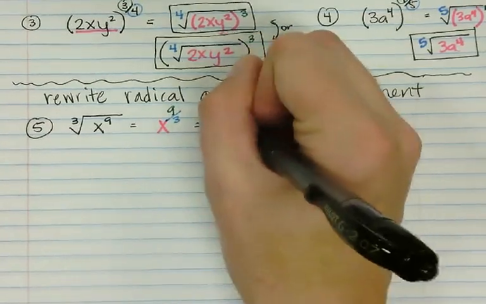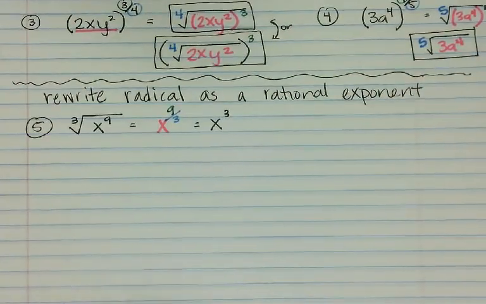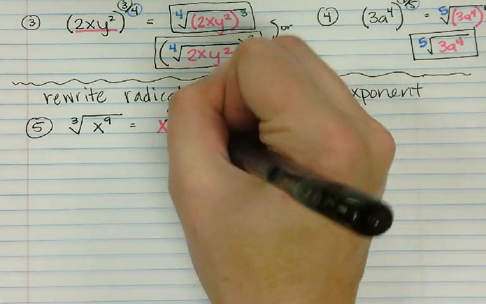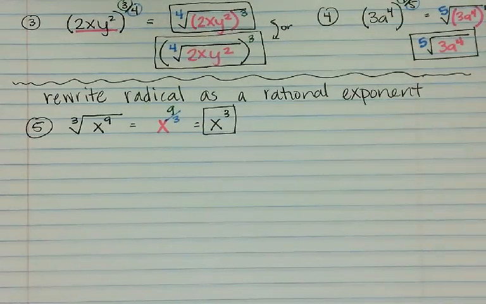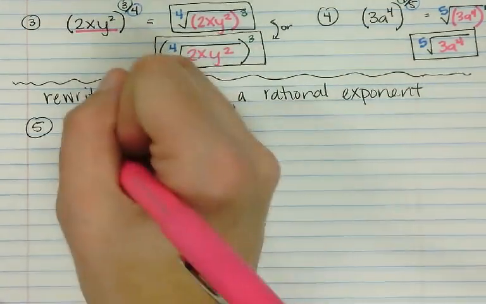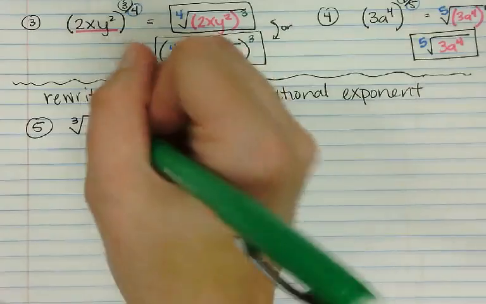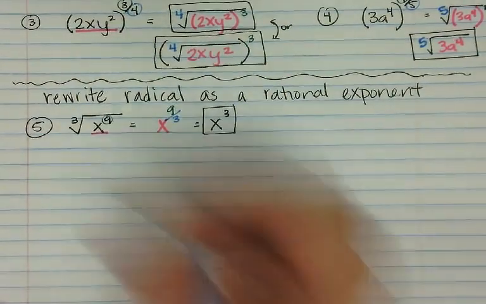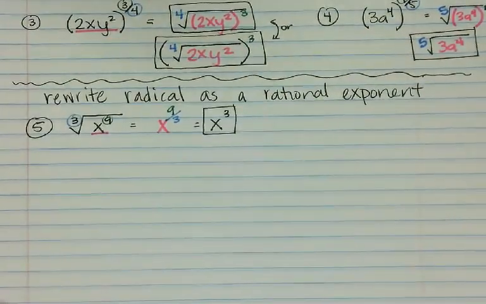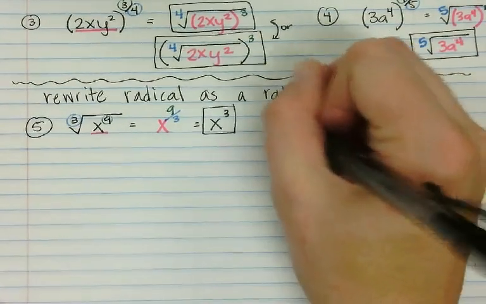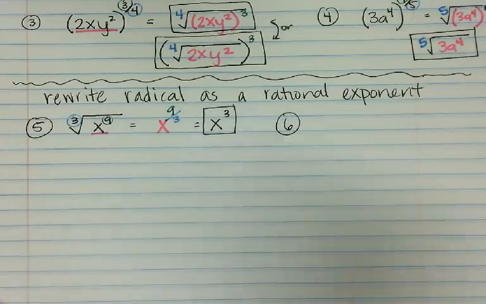Just x to the 3rd, right? 9/3 simplifies to 3. All right, guys? So that's just x to the 3rd. So x to the 9 over 3 is just x to the 3rd. But guys, Sarah was exactly right. She kept her base. She made the exponent the numerator, and she made the root the denominator. So that is exactly correct. All right? We're going to do 2 more here.